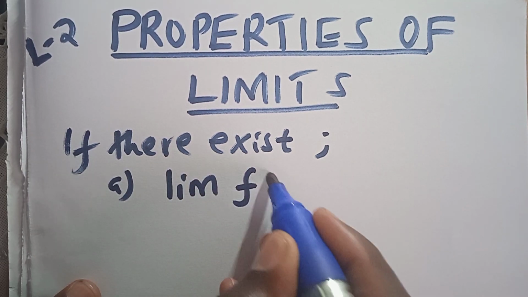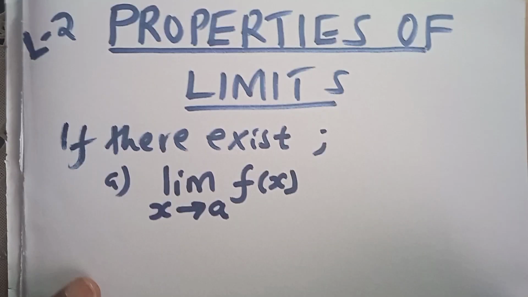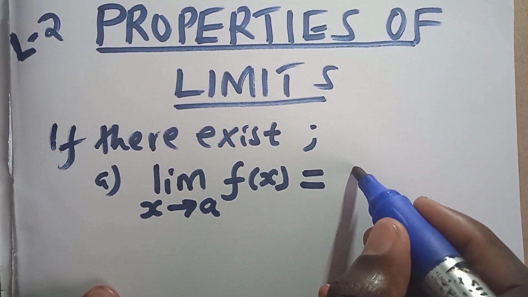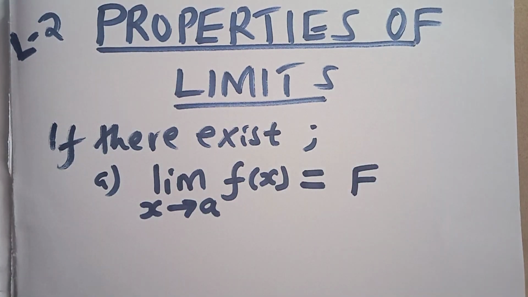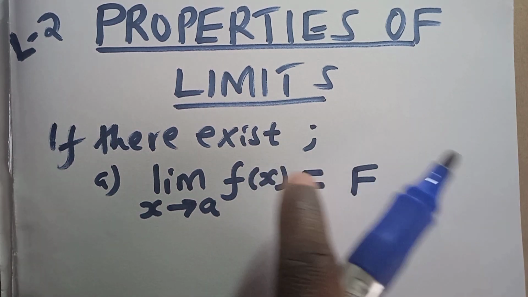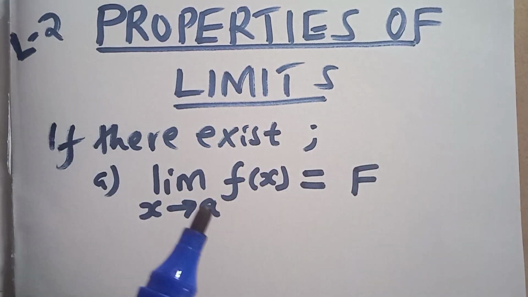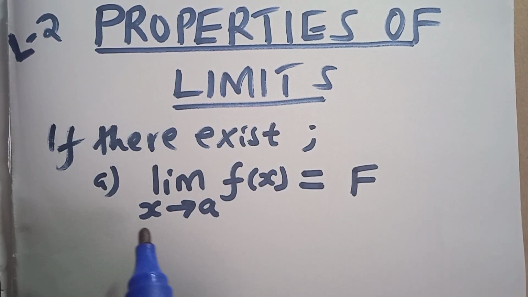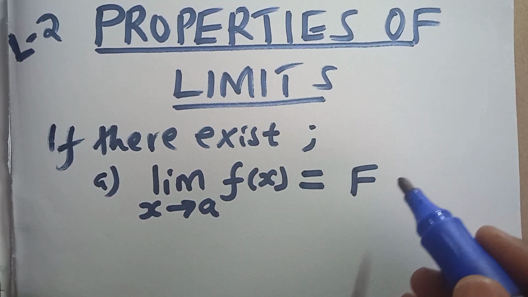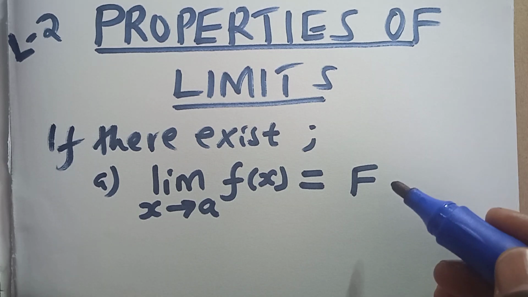The first one: if you have to evaluate a limit of a certain function f of x as x tends to a, then the value of this limit, we can call it just f. It's a number, just f. f of x is the function. It can be x squared, x cubed, 4x squared, doesn't matter. Then x tends to a, just a number like 1, 2, or 3. So the value of this limit, we let it be f if you have computed it.